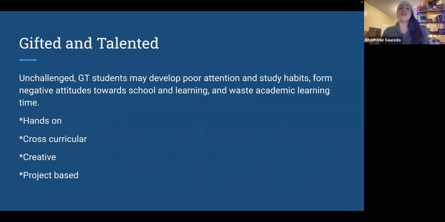Gifted and talented. Unchallenged GT students may develop poor attention spans, study habits, form negative attitudes toward school and learning, and waste academic learning time. They might even start failing. Many of them drop out. Many gifted and talented students drop out before they graduate because they're so bored and they know all that stuff and they just cannot. Gifted and talented is a form of special ed. It's under the umbrella of special ed. And so we need hands-on, cross-curricular, creative, project-based activities. Also, again, pairing them with lower level students and utilizing their resources and abilities as a tool and resource for you.